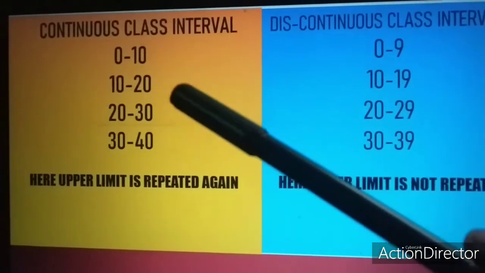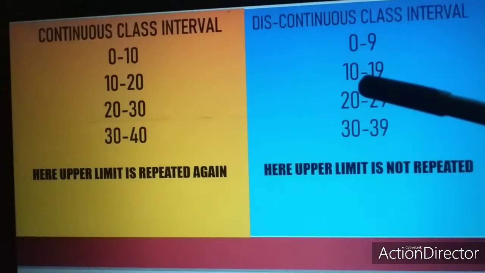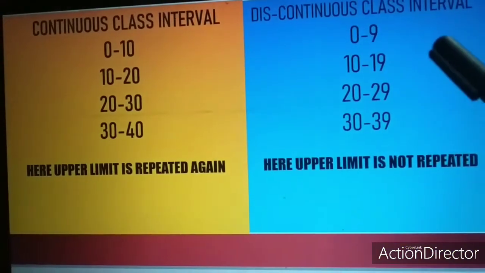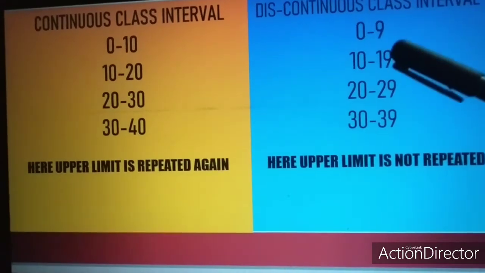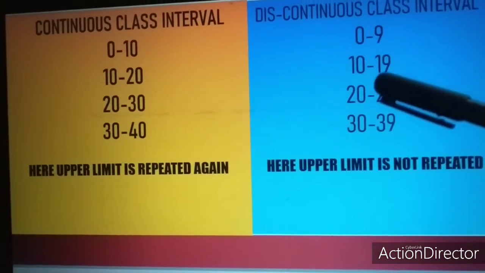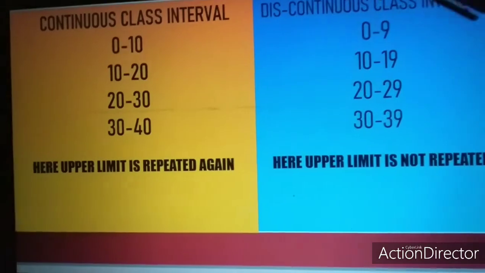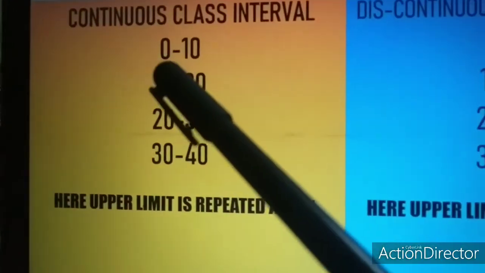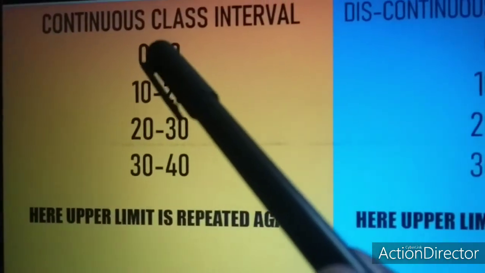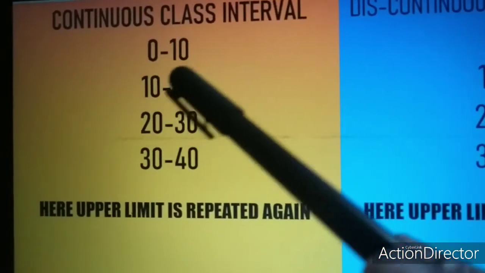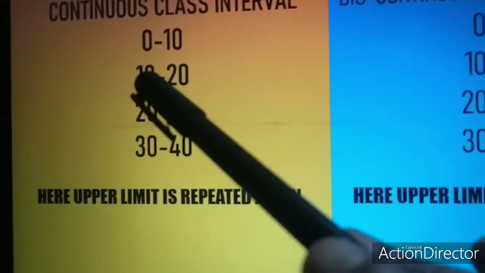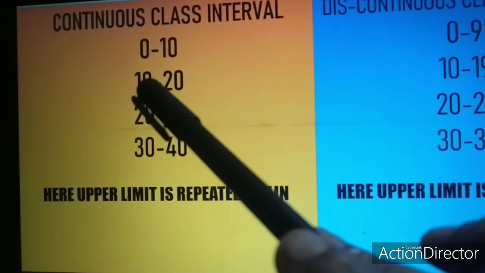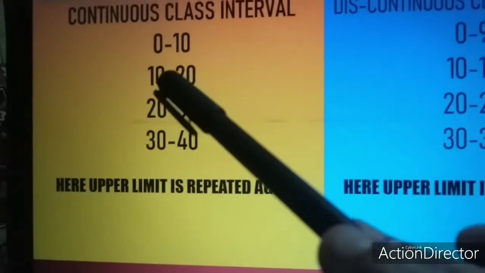The difference between the continuous and discontinuous class intervals is this: suppose a person scores 9.5, then where will you enter this 9.5? In order to avoid this situation, we make the class intervals continuous. If you observe the continuous class intervals, 0 to 10 is the first class interval. In the next class interval we have 10 to 20. That is, the upper limit number is repeated again here.